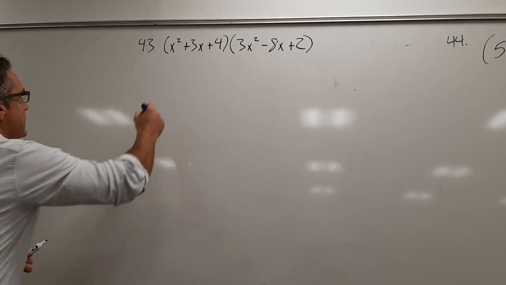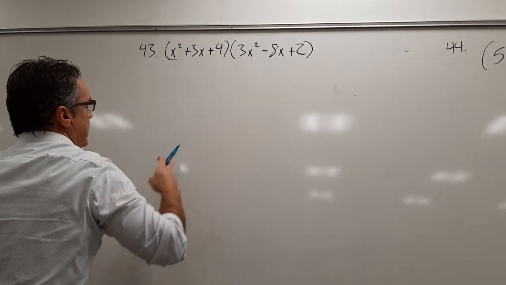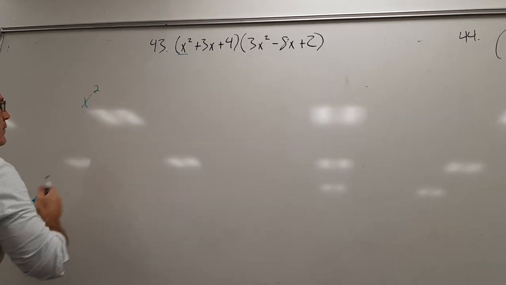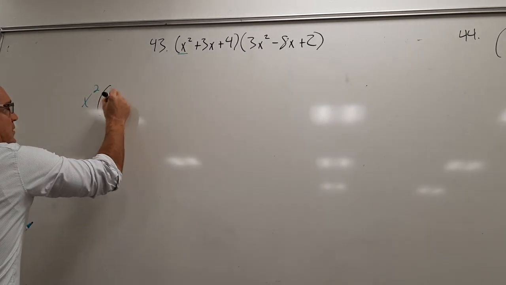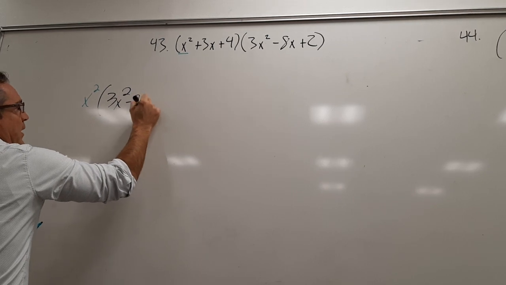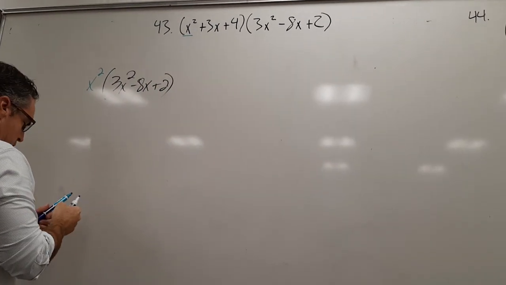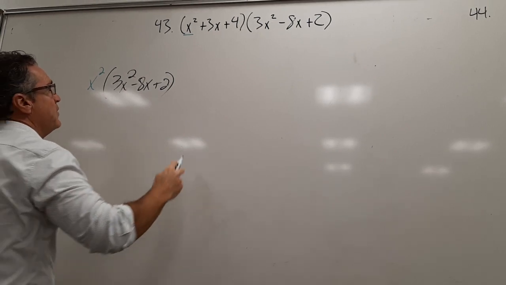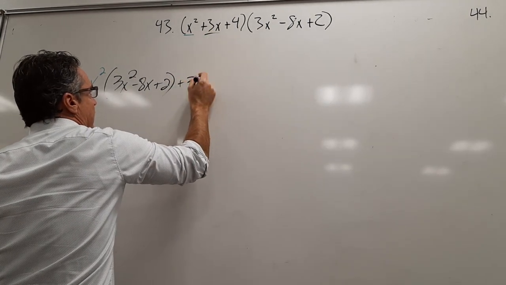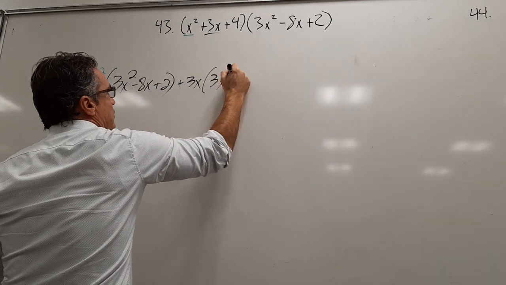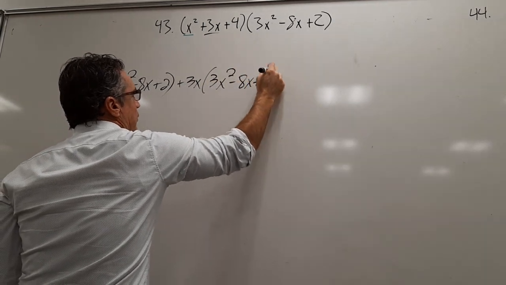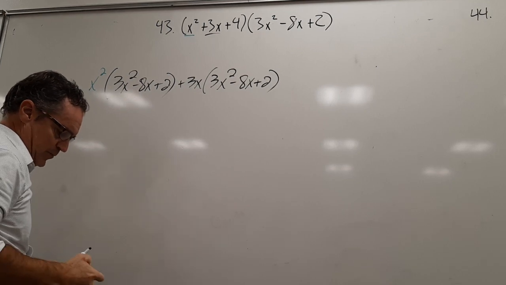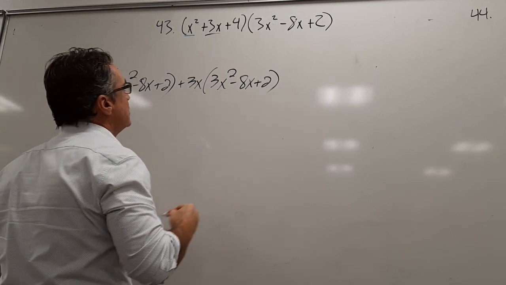Going to take x squared and multiply it times that whole parentheses. So ultimately I have x squared, that first term times the next parentheses, 3x squared minus 8x plus 2. We good? Okay. And then I'm going to leave the next one as black. So I'll have plus 3x times 3x squared minus 8x plus 2. And then I'm going to do my final one in red.